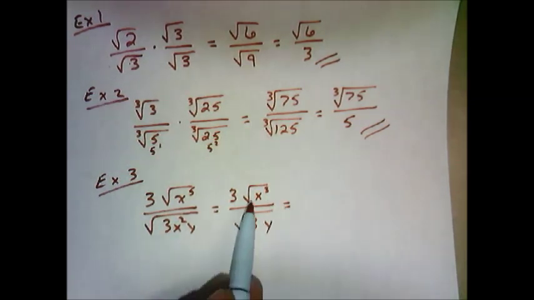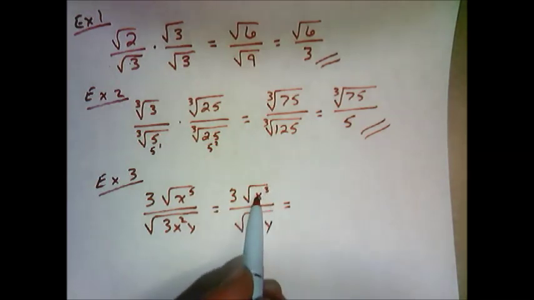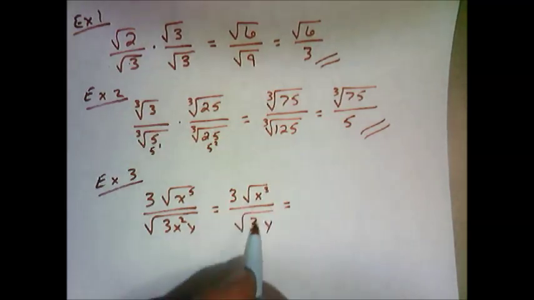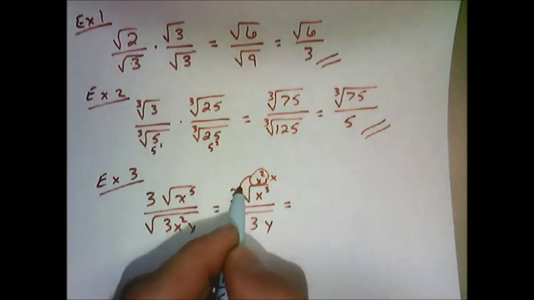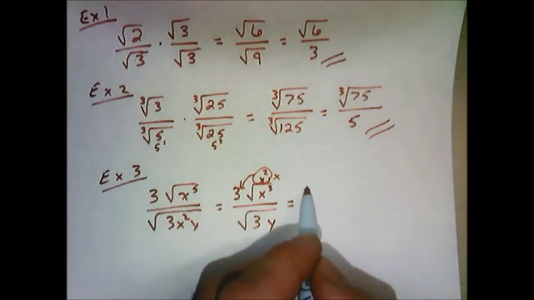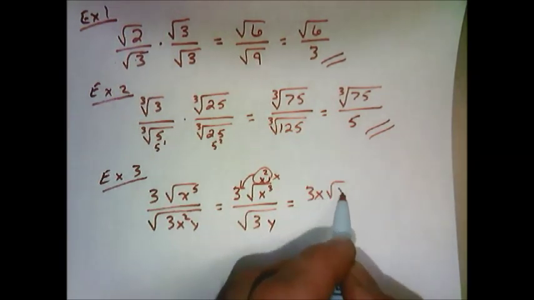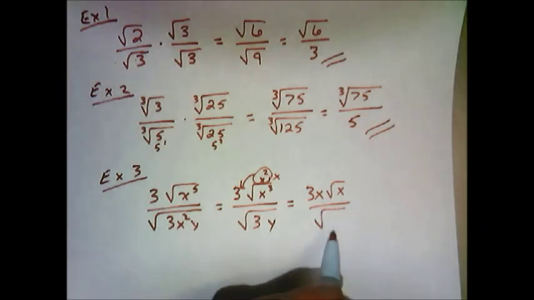Now, what I like to do is simplify my radicals if possible. So I'm going to take my x to the 3rd. To clean that up, I can break this up into x squared times x. And my x will come out. So I have 3x radical x over the square root of 3y.